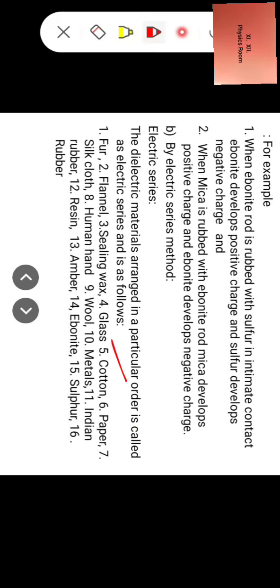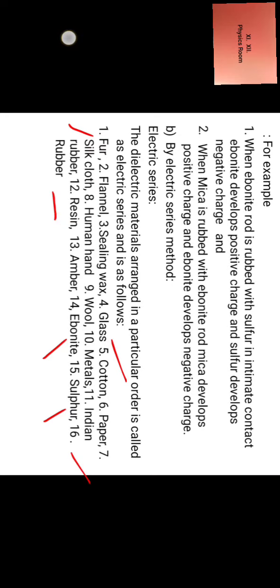Number 1, fur. Number 2, flannel. Number 3, sealing wax. Number 4, glass. Number 5, cotton. Number 6, paper. Number 7, silk. Number 8, human hand. Number 9, wool. Number 10, metals. Number 11, Indian rubber. Number 12, resin. Number 13, amber. Number 14, ebonite. Number 15, sulfur. And number 16, rubber, etc. This is how we have the electric series.